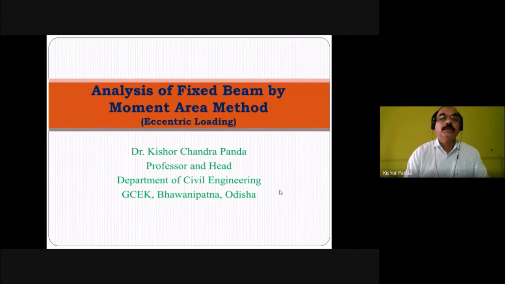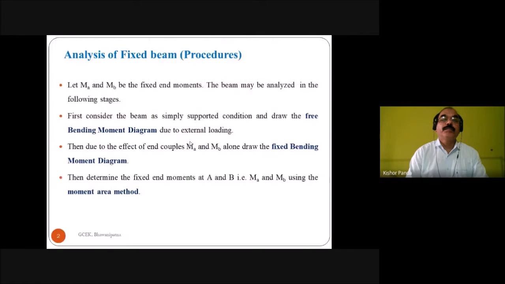Today we will discuss analysis of fixed beam by moment area method when the concentrated load is acting eccentrically. How to solve the fixed beam when the eccentric load is present on the beam. Already we have discussed in the last class how to solve the fixed beam. So these are the steps already we have discussed.